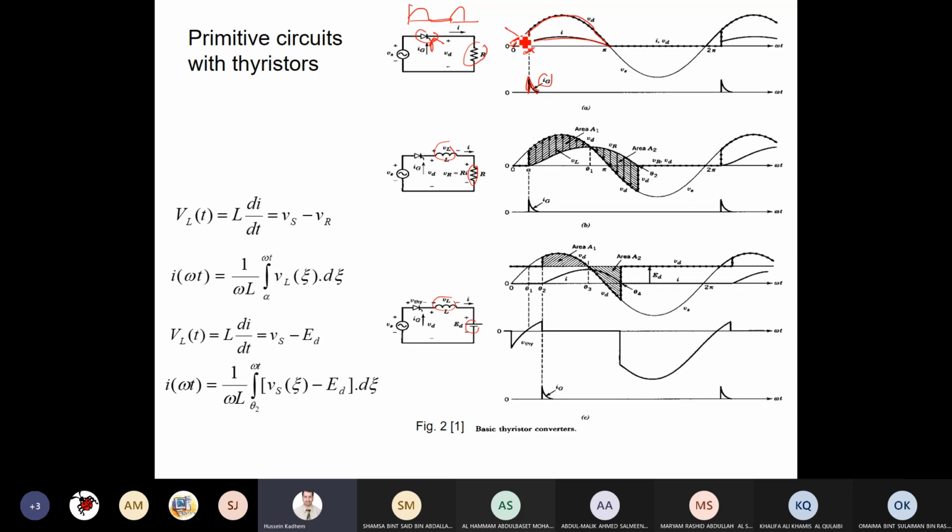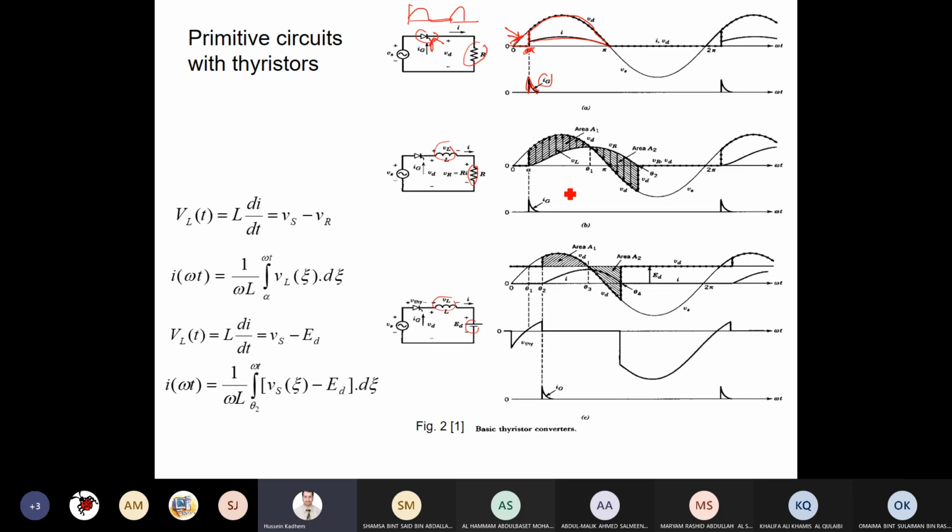So yes, here you may say there is forward voltage across the thyristor, but the thyristor will not conduct because no firing pulse has come to the gate. This is clear? Before I go further, is this clear? Easy? Is it clear?